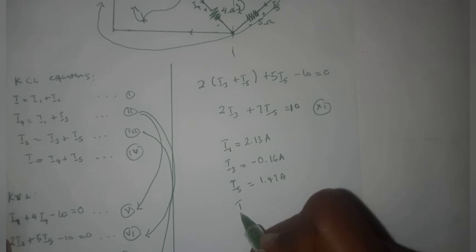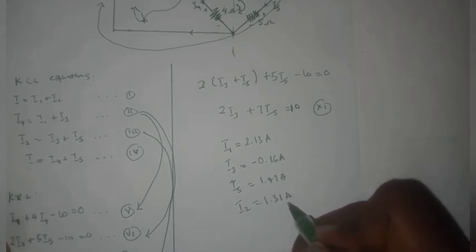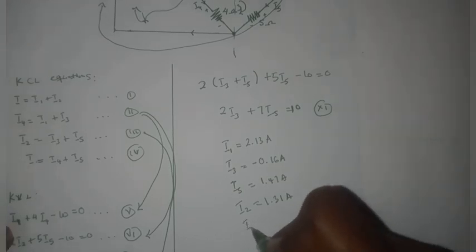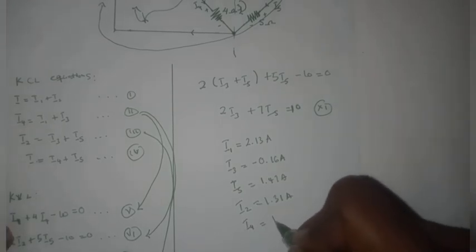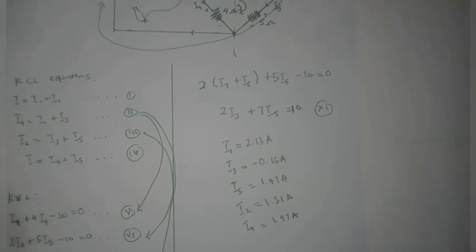I2 would then be equal to 1.31 amperes, I4 would be equal to 1.97 amperes.